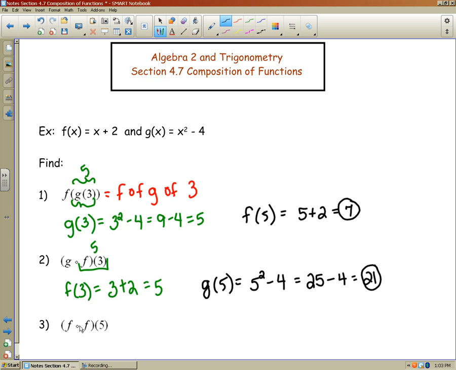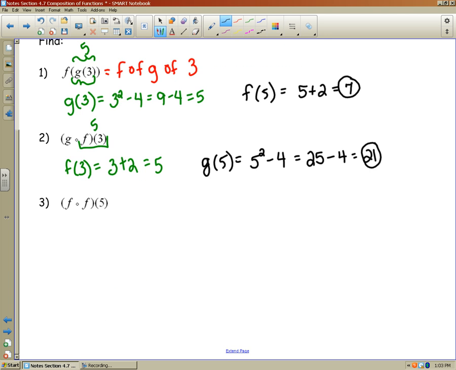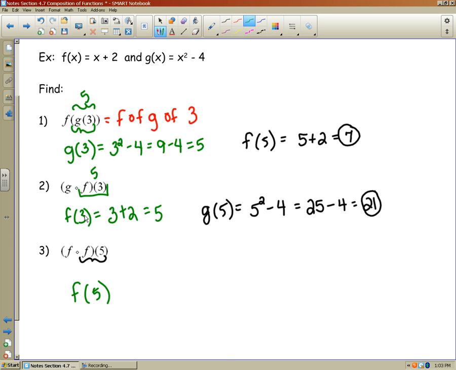Last one, F of F of 3. We don't have to plug it into two different functions. We can plug the answer back into the same function. F of 3 we're going to find first. Plug 3 into F. 3 plus 2 equals 5. Take that answer and plug it into F again. F of 5 is 5 plus 2, which equals 7. So your final answer is 7.